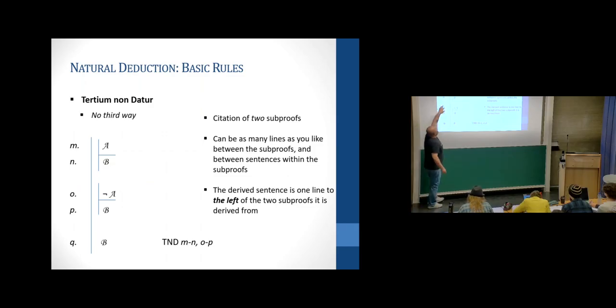That is, if you have a subproof that starts with A and gets you to B, and you have a subproof that starts with not A and it gets you to B, it's an instance of disjunction elimination, just without ever appealing to the disjunction of A or not A. Because if you like, that's sort of lurking in the background all the time.